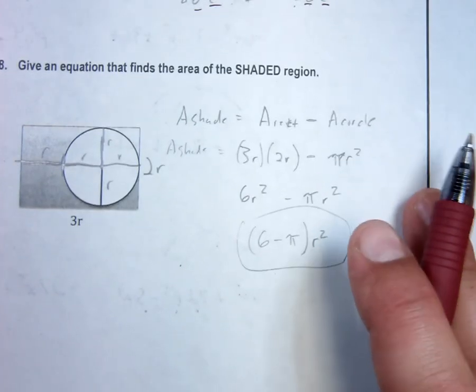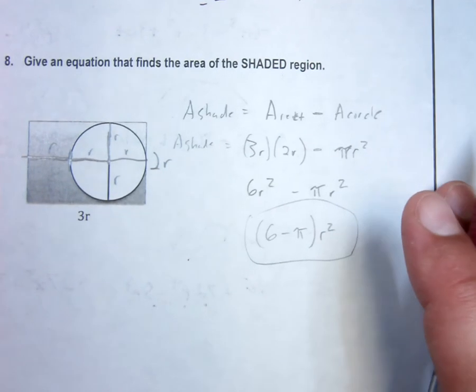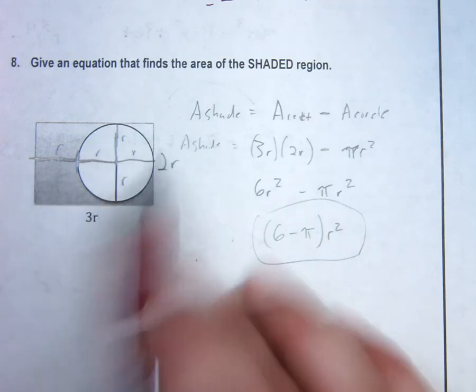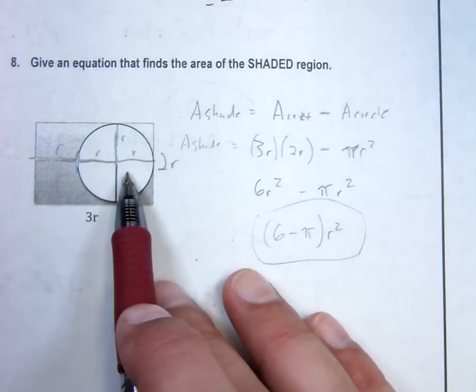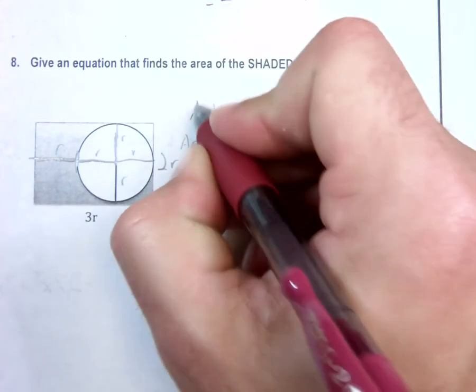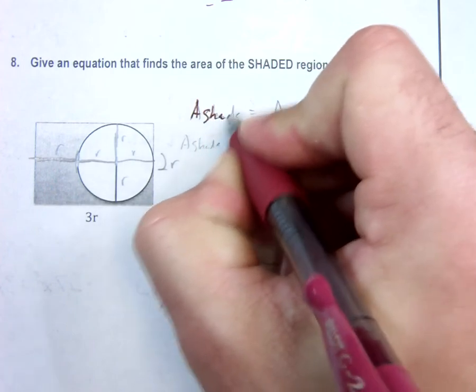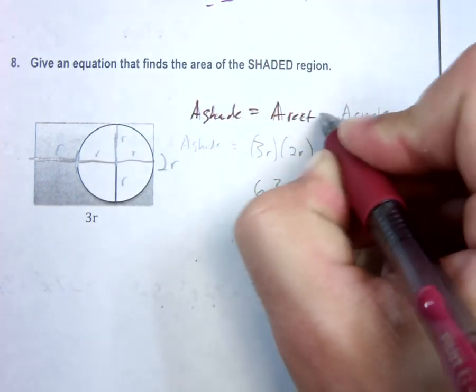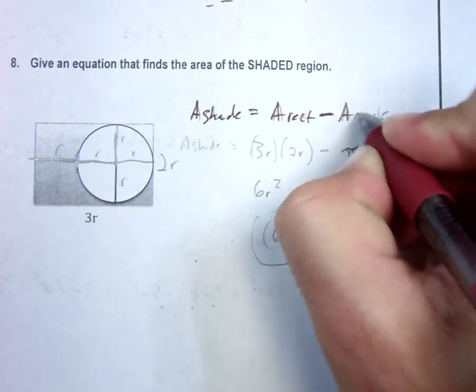Number 8, looks a little new. This is some geometry for you. It wants to know the area of the shaded region. So if you want to know the shaded region, we'll take the area of the big thing and subtract the area of the circle, which we have the formula for on the formula chart, we can find that. The area of the shaded region is going to equal the area of the big rectangle minus the area of the circle.